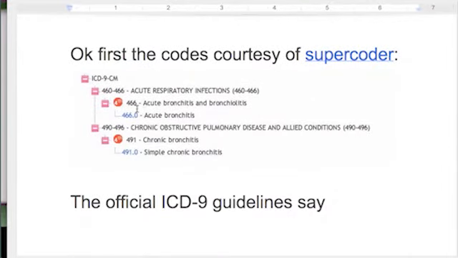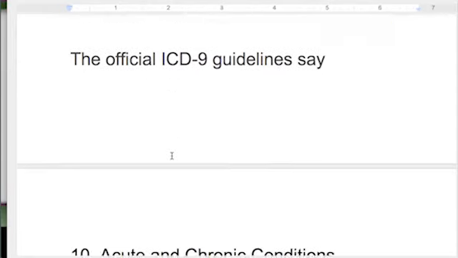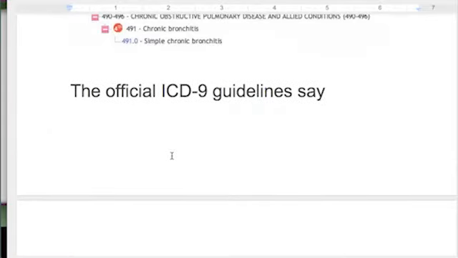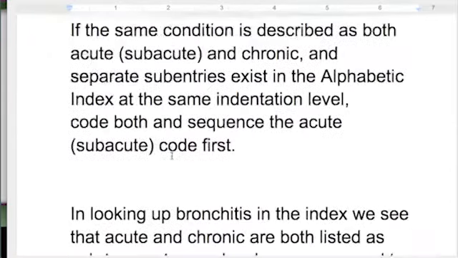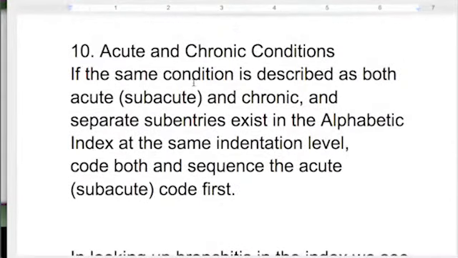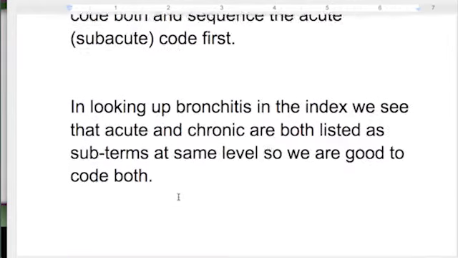Looking at the codes here, 466.0 is the acute bronchitis and 491.0 is the chronic. Go to your guidelines for ICD. I should have given Alicia this question. It says, acute and chronic conditions: if the same condition is described as both acute and chronic, and separate subentries exist in the alphabetic index at the same indentation level, then you can code both and sequence the acute code first. So that's right from the guidelines.